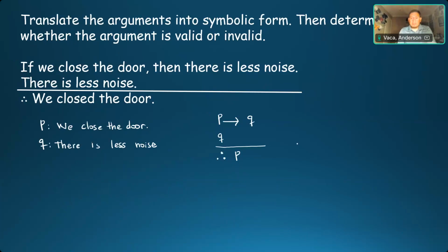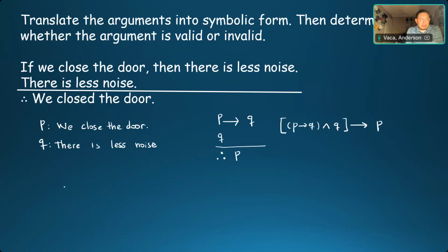So what do we need to do? We need to create a truth table where we are putting the first premise together with the second premise using the connective and. That will be the first part of our conditional statement, where the conclusion, of course, is the conclusion.